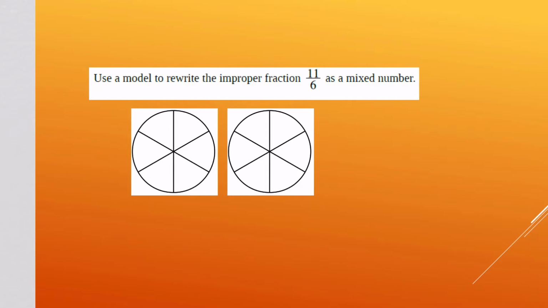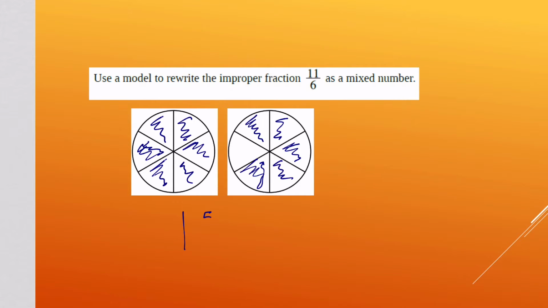All right, on this one, we're going to rewrite the improper fraction of 11/6 as a mixed number. So that means I want 11 pieces out of each of these circles that is cut into 6 equal parts. So there's 6 of them. Now I want 5 more. 2, 3, 4, 5. So this is 1, and then this right here is 5/6.